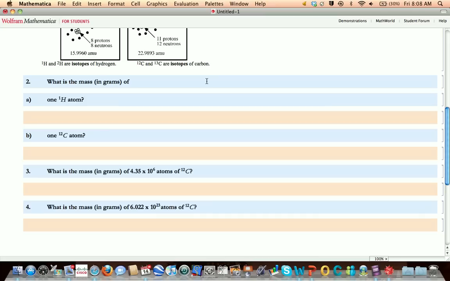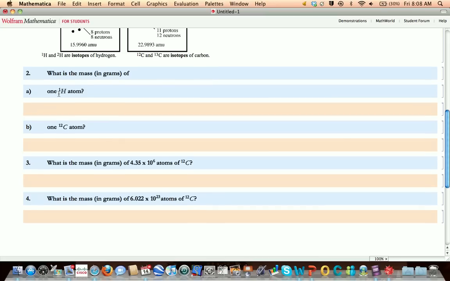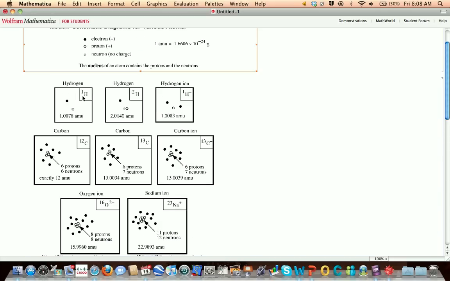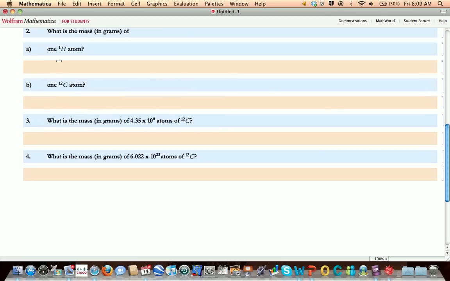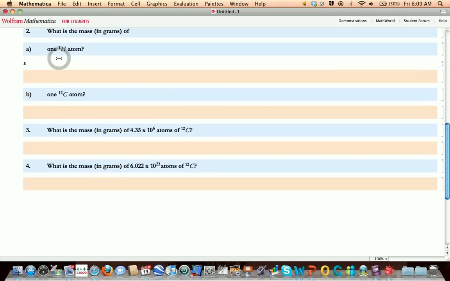So let's get started. I'm going to come down here and try to address this question. It says, what is the mass in grams of one H1 atom? So I'm going to come back up here, and this is the one we're looking at. The only information I have is its AMU count. So I'm going to write that down, 1.0078 AMU. Let's put that right in here. I have 1.0078 AMU.